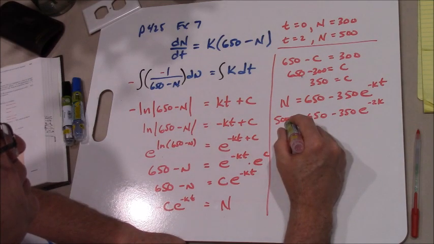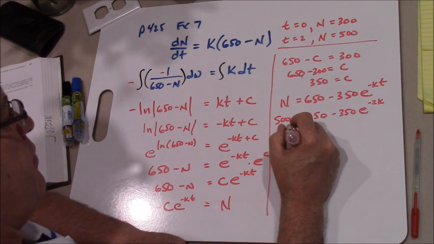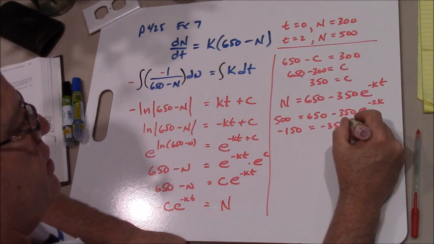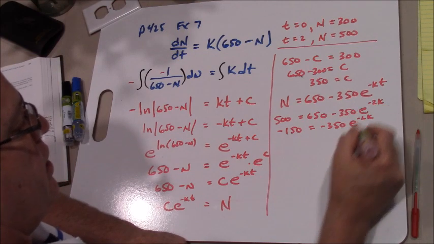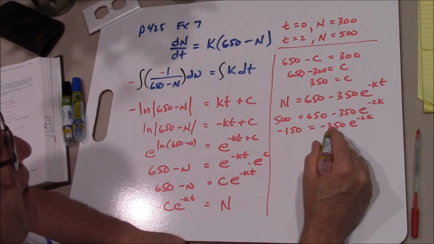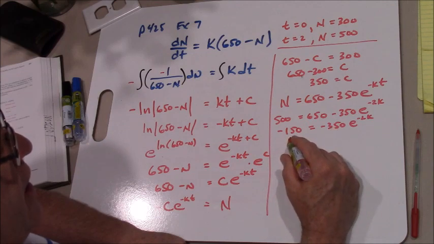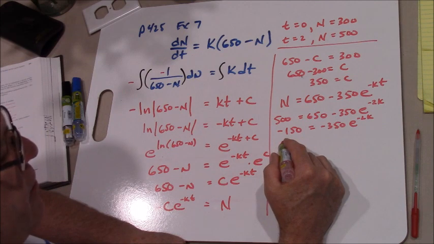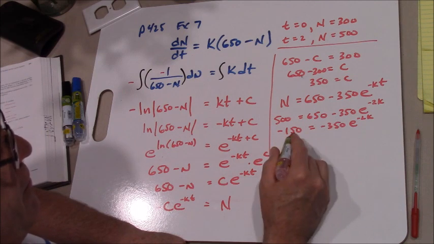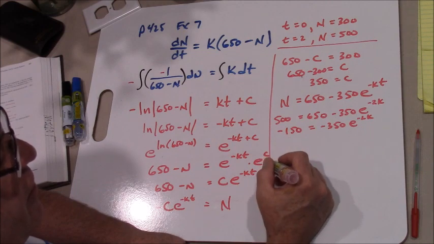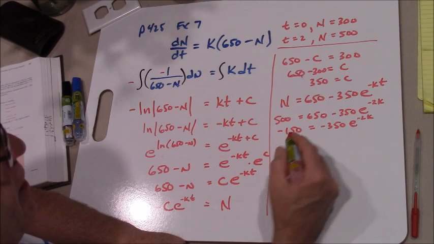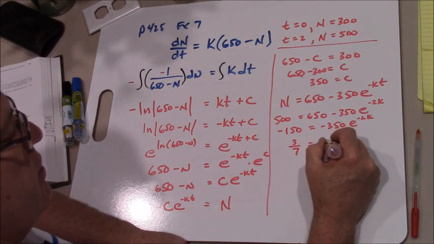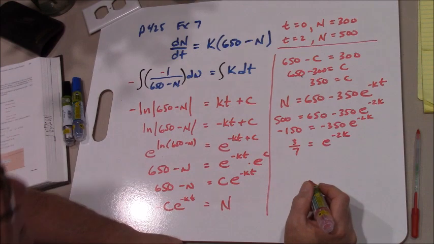So I'll bring the 650 over here and subtract it. That would be a negative 150 equals a negative 350 e to the negative 2k. Then we'll bring that negative 350 over here and divide. So that'll be a negative over a negative. It's positive. 150 over 350, I can get rid of the zeros and call it 15 over 35. And divide by 5, that would be 3/7 is what that would reduce down to. E to the negative 2k.